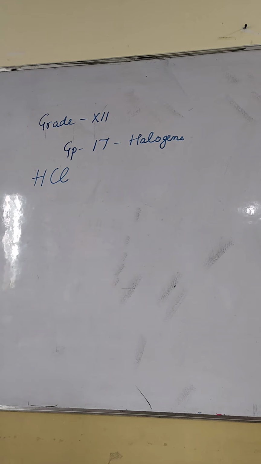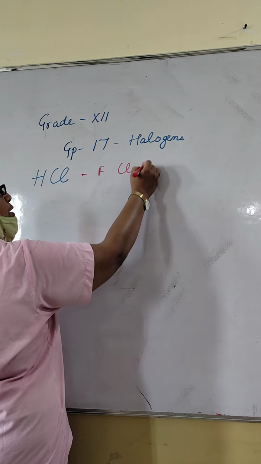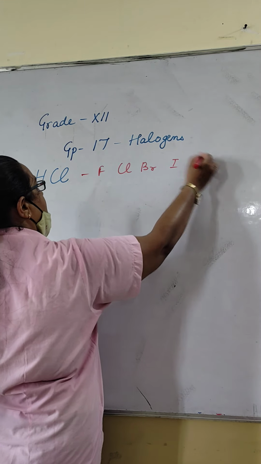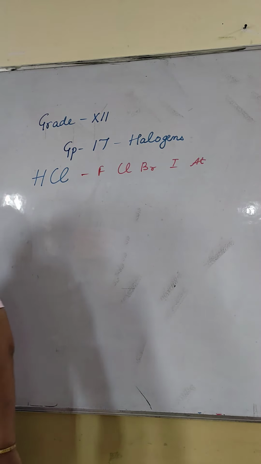My dear students, in the last class we were discussing halogens. What are the members of this family? Fluorine, chlorine, bromine, iodine, astatine. They are also known as halogens. Why so? Because they are useful in making salts, like NaCl, NaBr, magnesium bromide. These are useful in making salts.